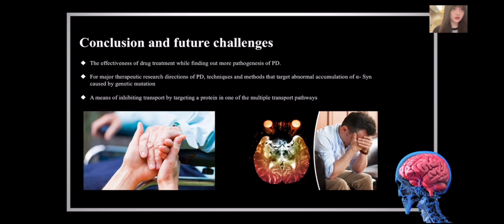For major therapeutic research directions, techniques and methods that target abnormal accumulation of alpha-synuclein caused by genetic mutation, and a means of inhibiting transport by targeting a protein in one of the multiple transport pathways of the alpha-synuclein transport mechanism between nerve cells, can all be explored in the future to achieve progress in treatment.